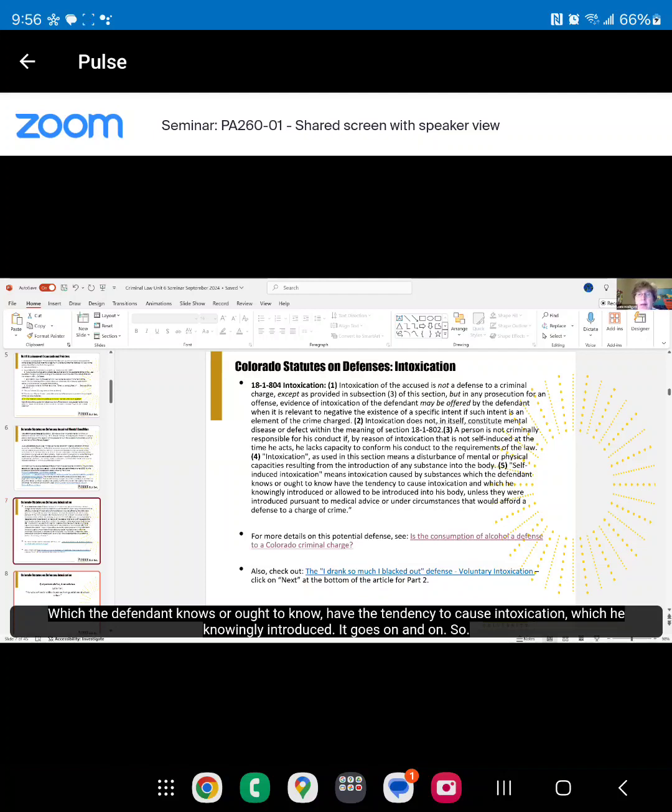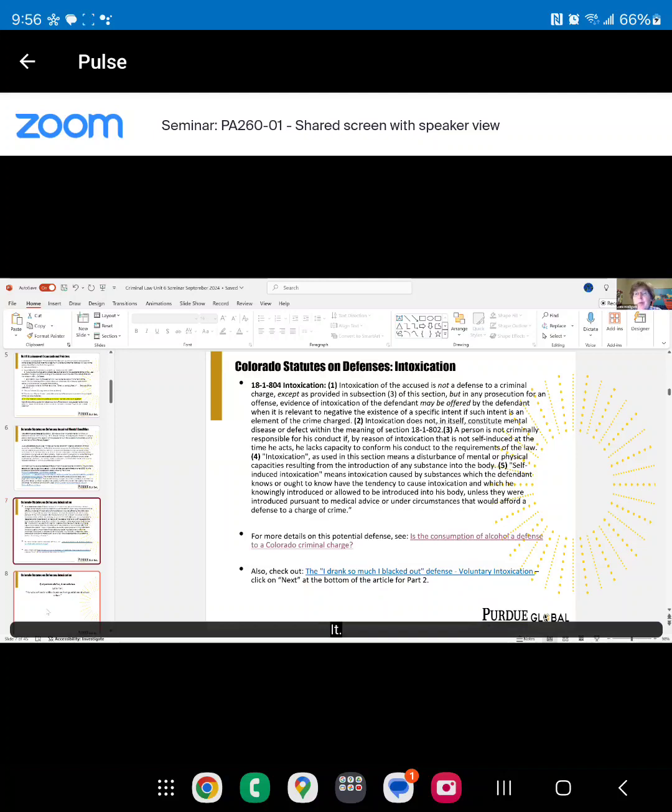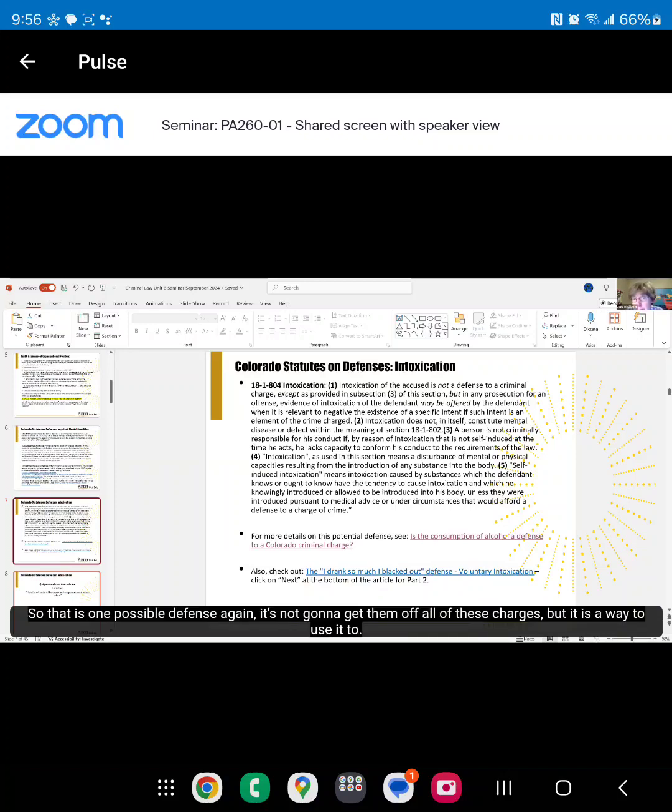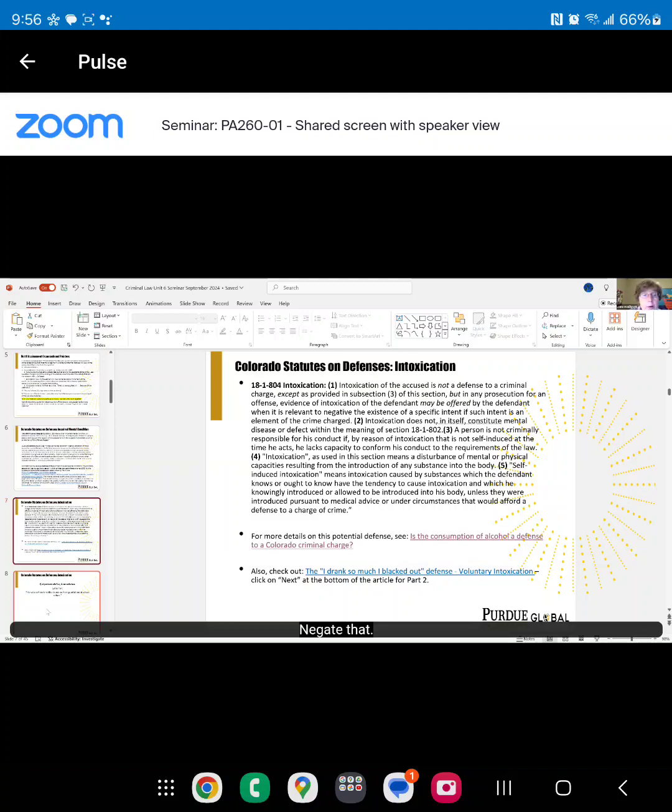So that is one possible defense. Again, it's not going to get him off all of these charges, but it is a way to use it to negate that required intent. There's a couple of articles there that should help.